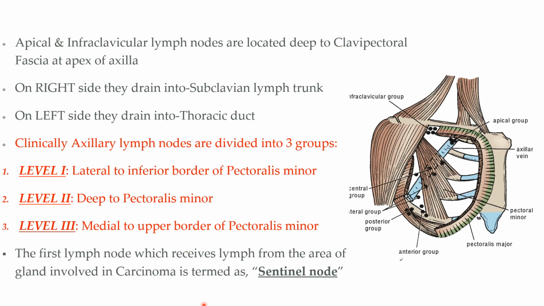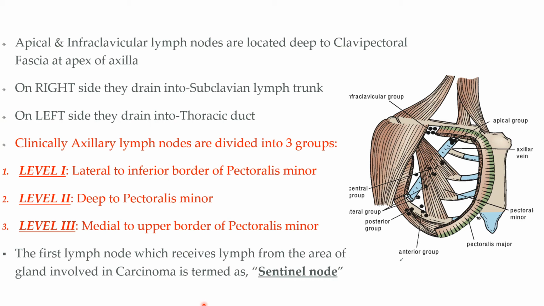Clinically, the axillary lymph node are divided into 3 groups. They are level 1, level 2 and level 3. Level 1 include those group of lymph node which are located along the inferior border of pectoralis minor. Level 2 include those group of lymph node which are located deep to pectoralis minor, and level 3 include those group of lymph nodes which are located along the upper border of pectoralis minor.